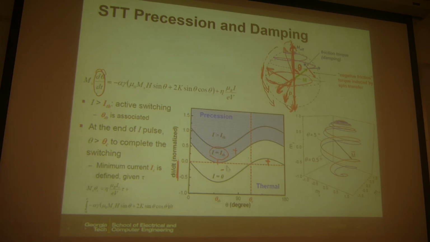But if you are less than the critical current, you may flip the state, but it depends on luck. Right? Sometimes you may have thermal noise to flip it. Sometimes you may not have that. So this is a stochastic switching if it's below the critical current.